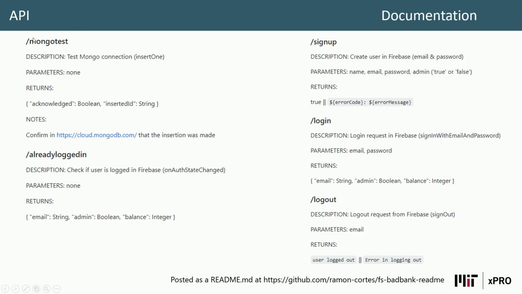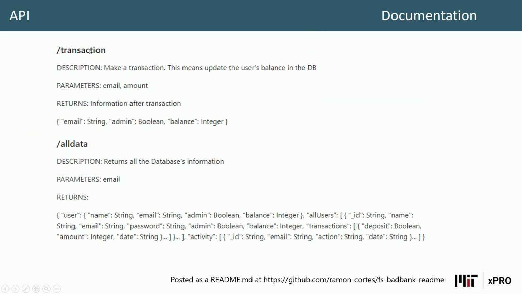So here's my endpoint, Mongo test, already login, sign up, login, transaction, and all data. In the all data, we can see all the information, which has an object with three objects, user, all users, and transactions. Some of these include arrays. What else?